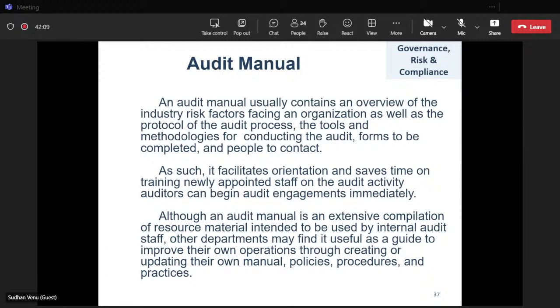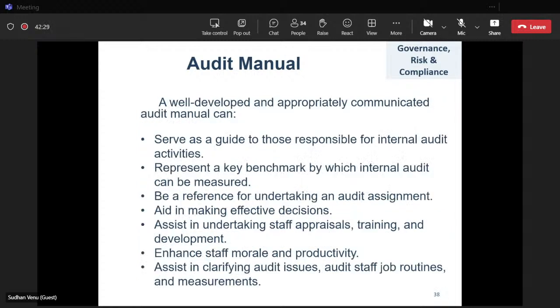The audit manual is an extensive compilation of resource material intended for use by the internal audit staff. Other departments may find it useful as a guide to improve their own operations by creating or updating their own manual policies, procedures, and practices in terms of the audit manual.